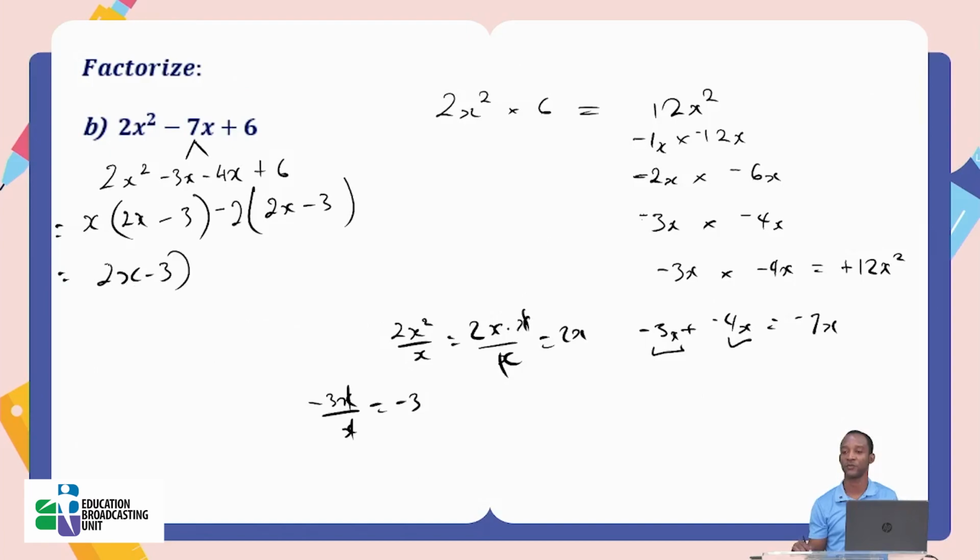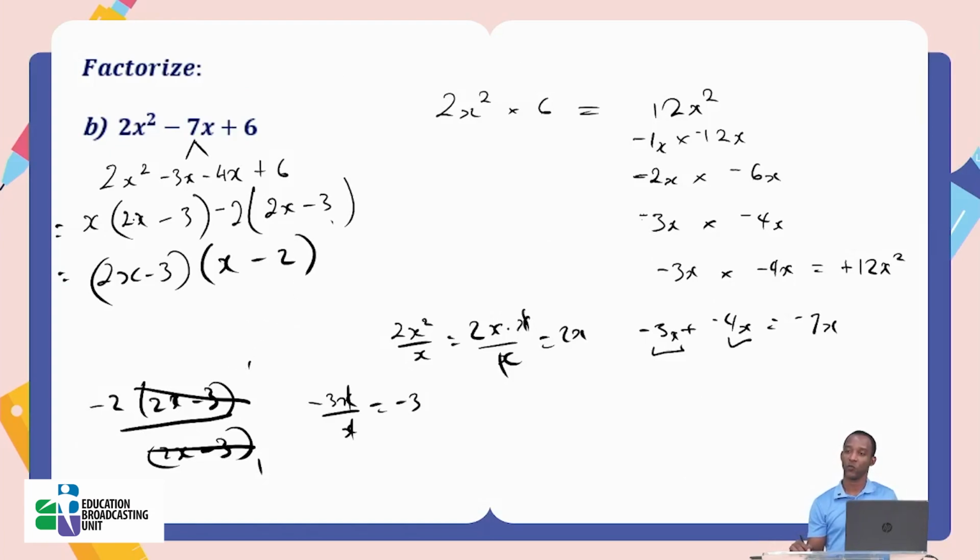And since it's a binomial, we'll put it in brackets. Then we're going to divide this quantity over here by the common factor 2x minus 3. When we divide x times 2x minus 3 by the common factor 2x minus 3, we're left with x. So put that in the bracket. Next, we divide the negative 2 times the 2x minus 3 by the common factor of 2x minus 3. And so the 2x minus 3 will cancel out, and we're left with the minus 2.